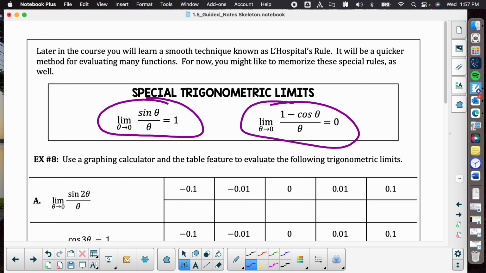So if you have the limit as theta approaches zero of sine of theta over theta, this should look familiar because that was on your quiz. The part that I need to emphasize: x and theta just stand for something, like any random number. The part that matters about this formula is that whatever is in the sine function has to be the exact same on the bottom for this trig limit to work.